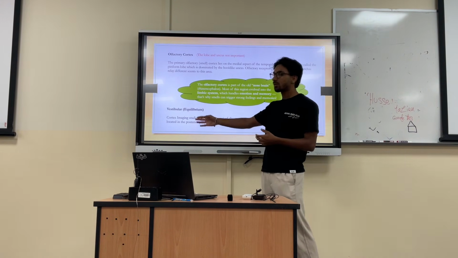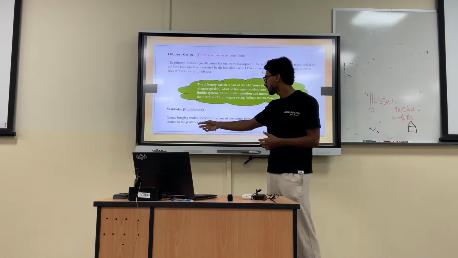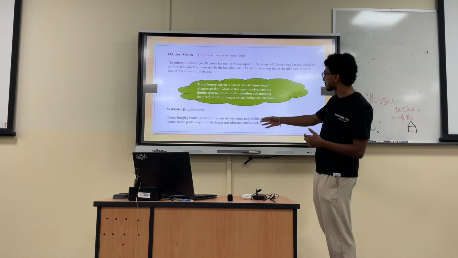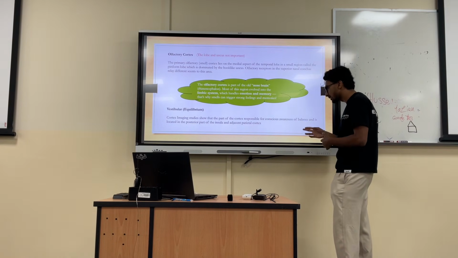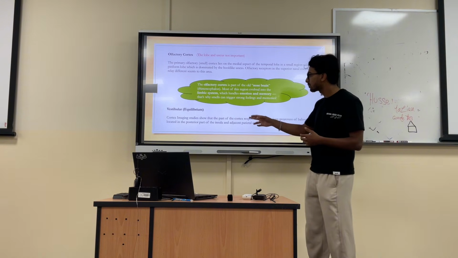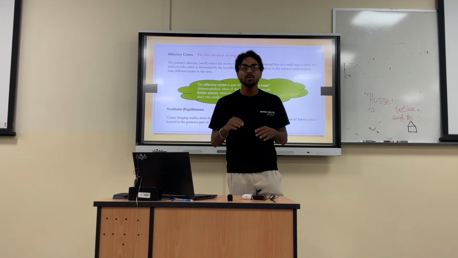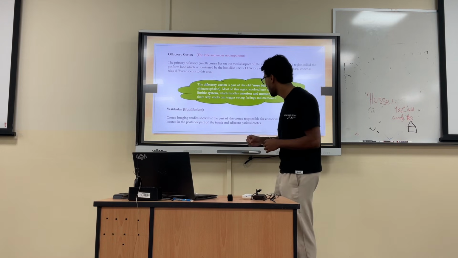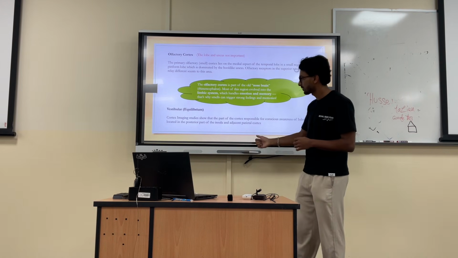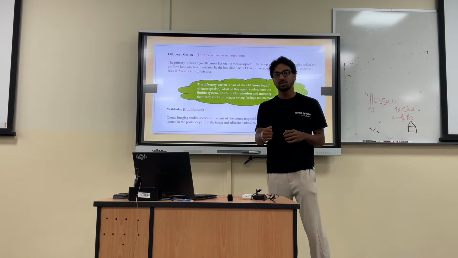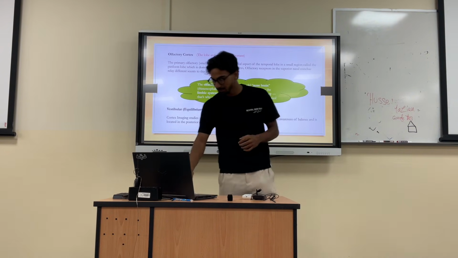Now, the vestibular or the equilibrium cortex. Imaging studies show that the part of the cortex responsible for the conscious awareness of balance is located on the posterior part of the insula. Where is the insula found? When you open the lateral sulcus, you will find the insula and the adjacent parietal cortex. So the main point is that the vestibular cortex is found in the insula.